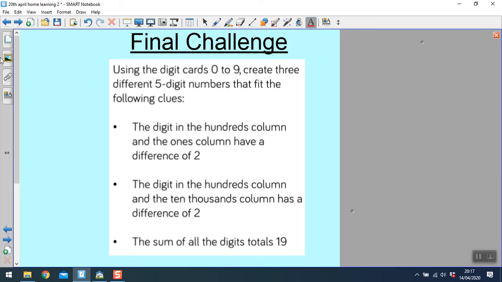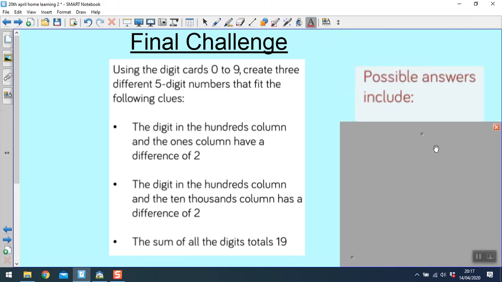Okay, let's see if you've got any of these answers here. Got 47,260. So let's just check. Digit in the hundreds column, which is this one, and the ones column, which is this one, have a difference of 2. 2 take away 0 is 2, so that would work. The digit in the hundreds column, which is this one, and the 10,000s column have a difference of 2. They do, because 4 take away 2 is 2. The sum of all the digits total 19, 11, 12, 13, 14, 15, 16, 17, 18, 19.